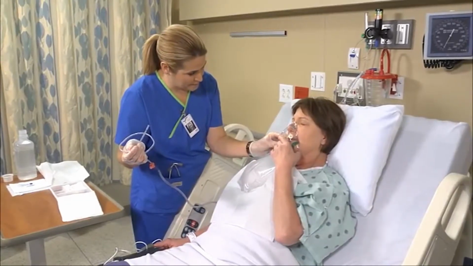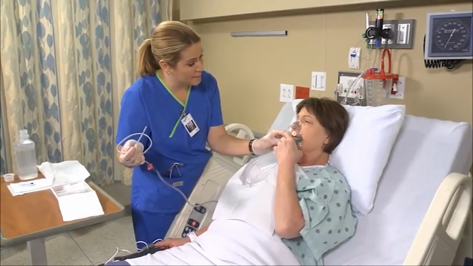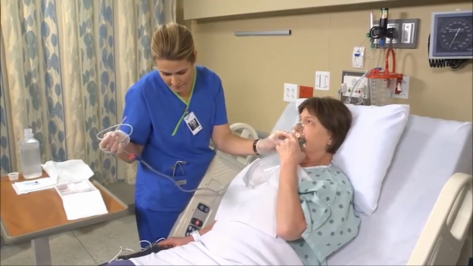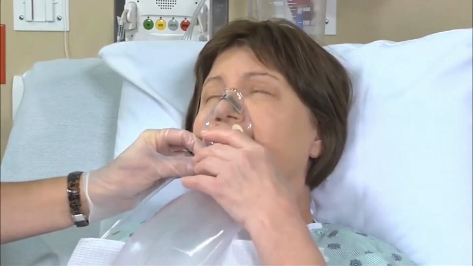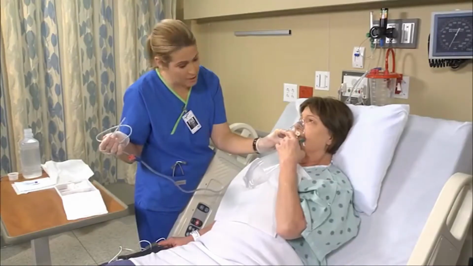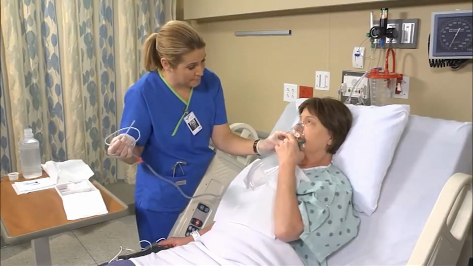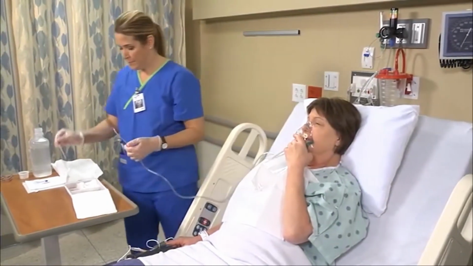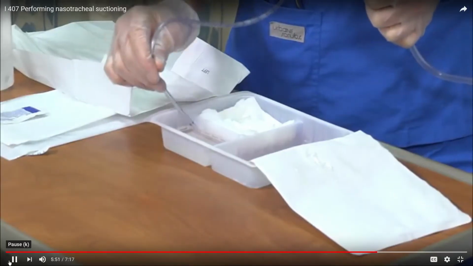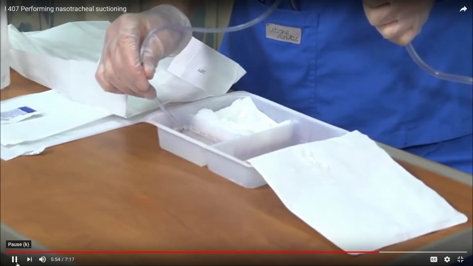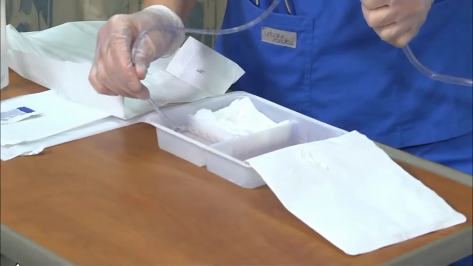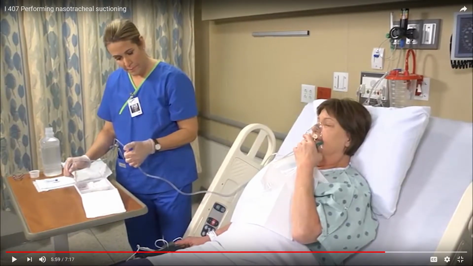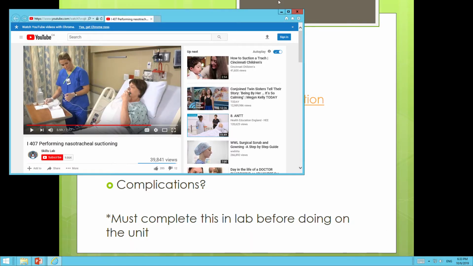Assess for the need to repeat the suctioning procedure, but don't perform more than 2 passes. Watch for alterations in the patient's cardiopulmonary status. When possible, allow adequate time, at least 1 minute, between suction passes to allow for ventilation and oxygenation. Rinse the catheter and connecting tubing by suctioning normal saline until the catheter and tubing have been cleared of secretions.